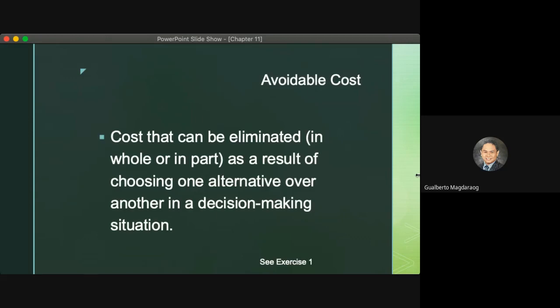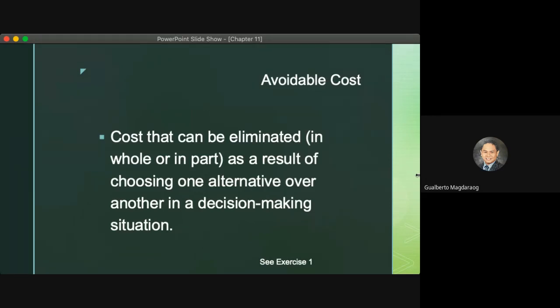Kasi pwede mong, may option ka to remove it in whole or in part. Pero yung mga sunk cost, wala ka nang choice doon. Na-incur mo na kasi. So, tanggalin mo na lang siya dahil siya ay irrelevant cost.